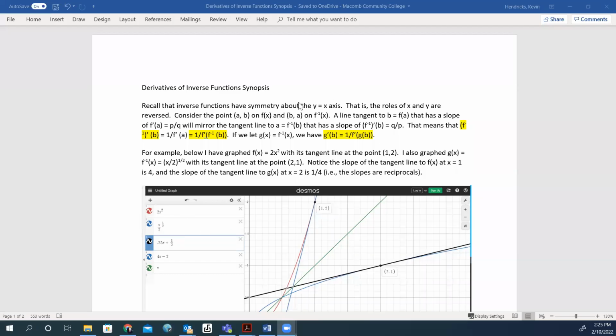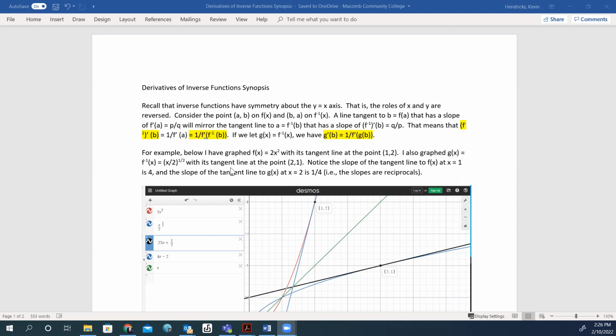I'm going to go ahead and turn off my video and share my screen and try to make this relatively quick, but hopefully effective. So you should be seeing on your screen a document that I've put together. I'll also post this in Canvas. And it's titled Derivatives of Inverse Functions Synopsis.